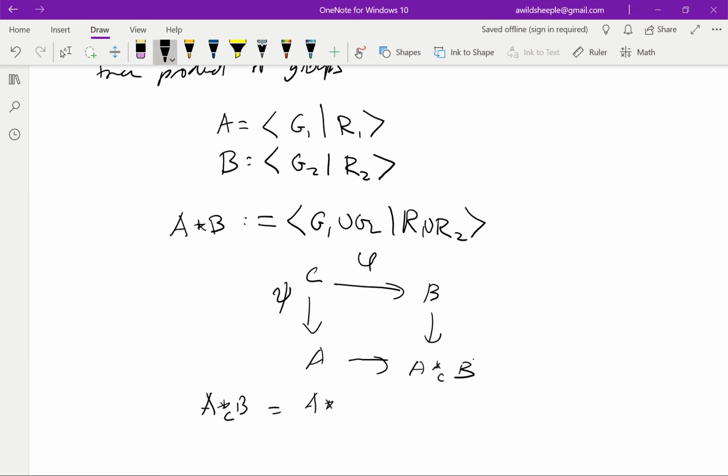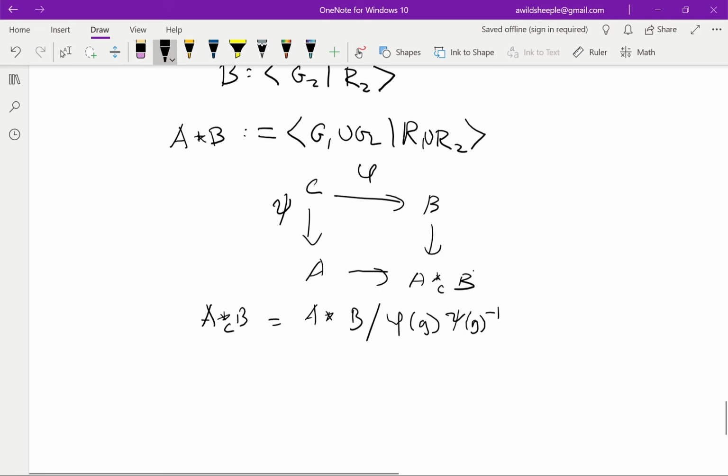which is built out of A star B, but quotiented by the relation that imposes that phi and psi have a common image. In other words, I force phi of g to be the same thing as psi of g. And this sort of construction should not at all be alien to those of you with a topology background. In fact, this is exactly the group that's constructed in the Van Kampen theorem, the Seifert-Van Kampen theorem.